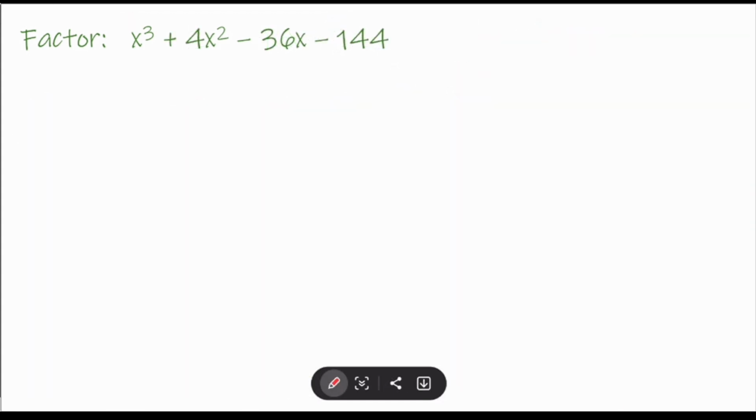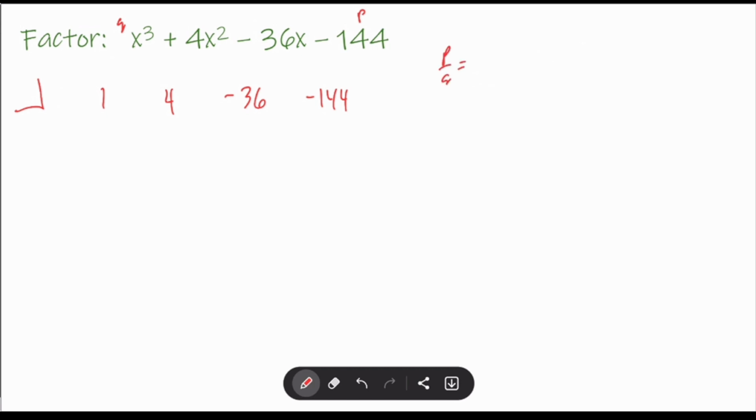Alright, so let us factor this one, x cubed plus 4x squared minus 36x minus 144. So it is arranged in order already, so we just need to do the synthetic division. We have 1, 4, negative 36, and negative 144. And then now we have P and Q here. Q is 1, so you just need the factors of 144.